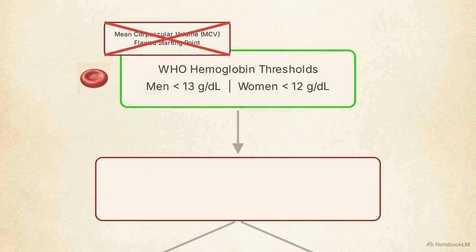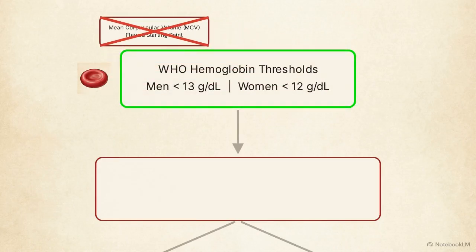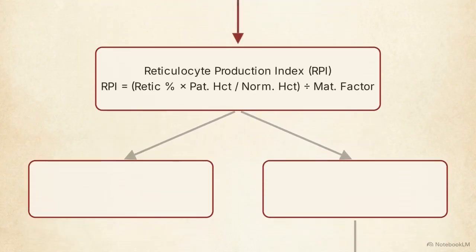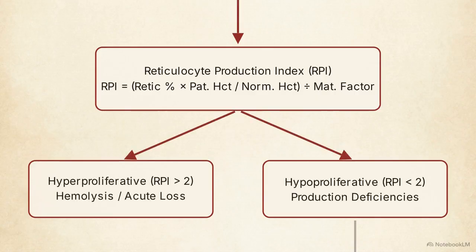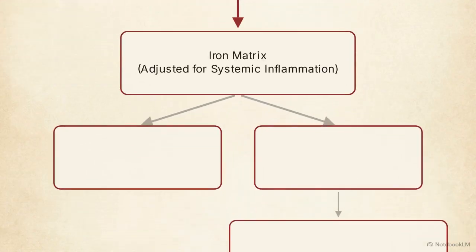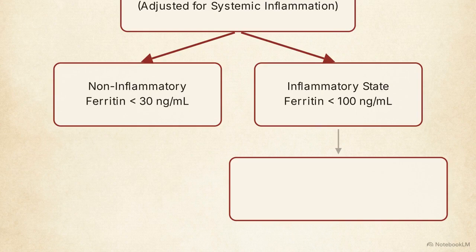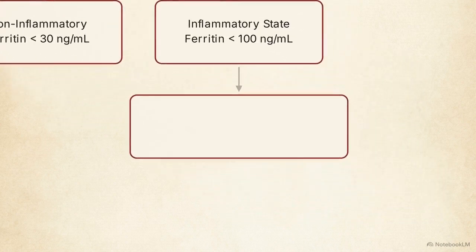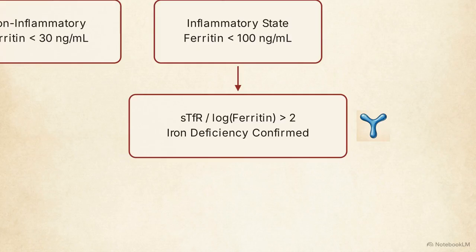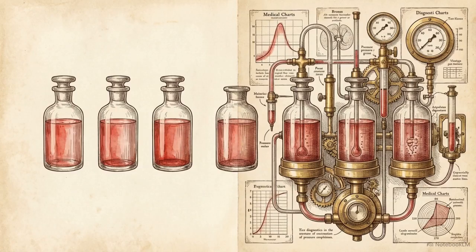It discards the flawed MCV starting point, anchoring the evaluation strictly to the World Health Organization hemoglobin definitions. It routes immediately to the reticulocyte production index, applying the maturation factor correction to accurately separate functioning marrows from failing ones. It forces physicians to contextualize the iron panel against systemic inflammation, shifting ferritin cutoffs and deploying the STFR ratio to catch hidden deficiencies.